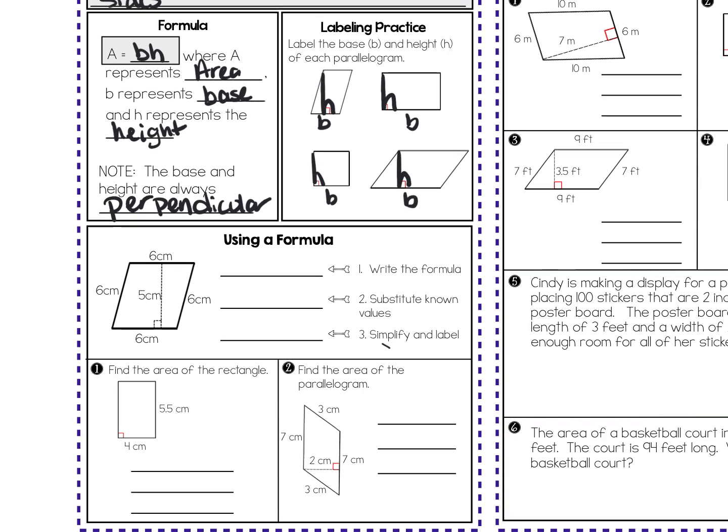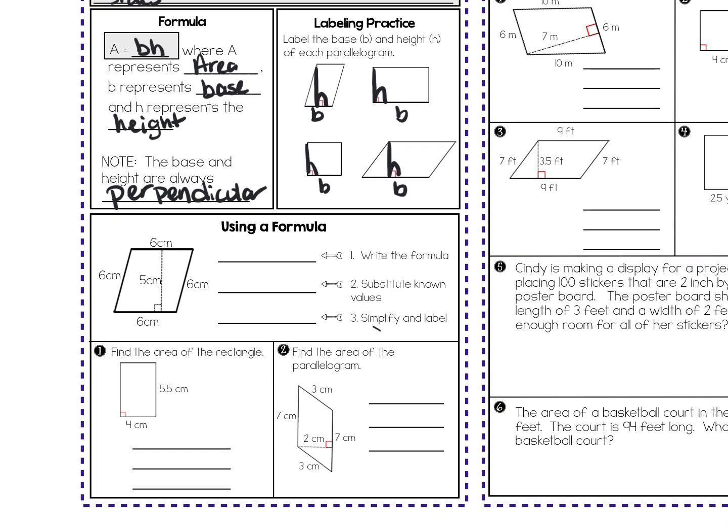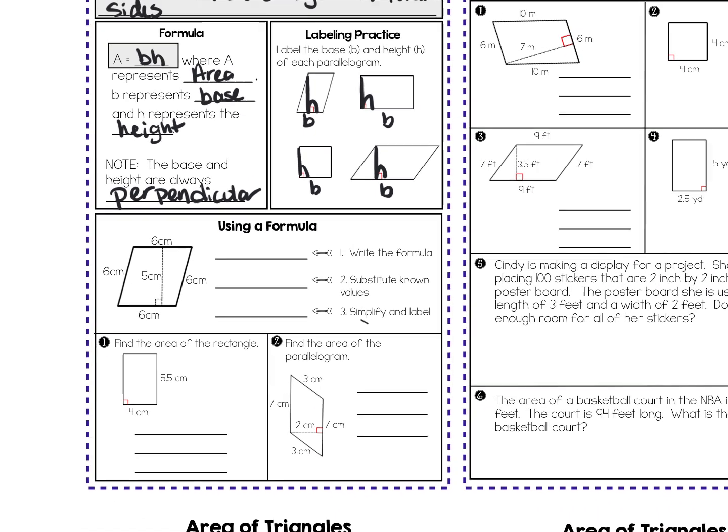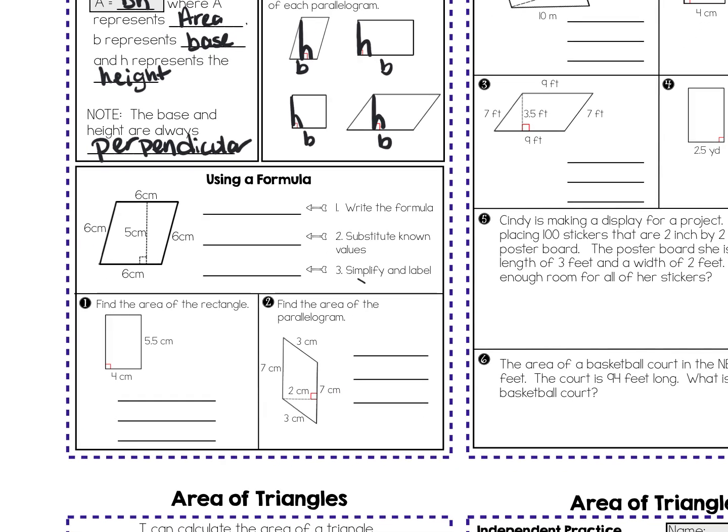Okay, so using the formula. We're going to write our formula A equals BH. Substitute the known value. So let's identify our base. Here's our base. The straight one right here, making that perpendicular, that right angle, is our height. So we're going to have A equals, instead of B, we're going to write the number 6. Base times height, right? When we have two variables next to each other, that's multiplication. So times our height is 5. So our area, 6 times 5, is 30.